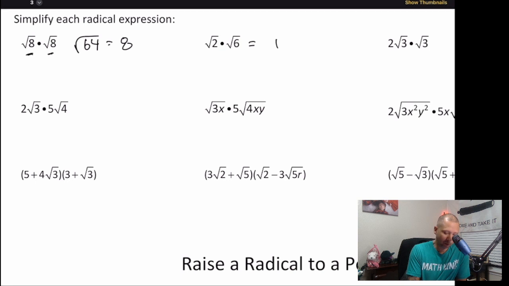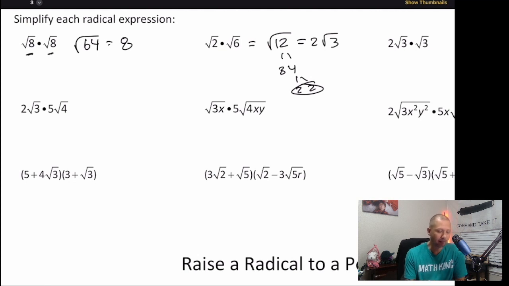2 times 6 would be 12. So root 12. This can be simplified. We can do 3 and 4. 4 is going to be 2 and 2. So this is going to be 2 root 3. Could we have simplified first? Yes, but I think it gets a little messy when you start simplifying first. Just do the multiplication first and then simplify last.